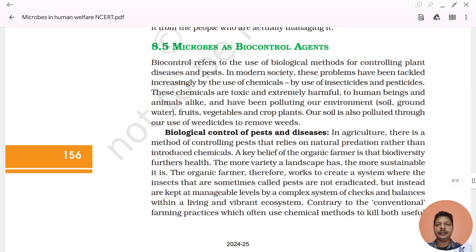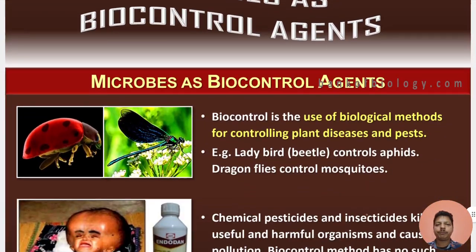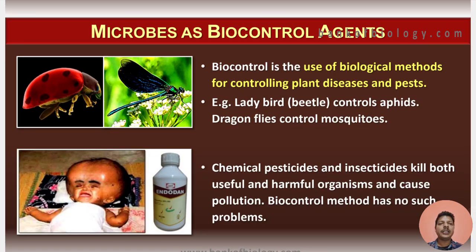Then biocontrol agents. Biocontrol is the use of biological methods for controlling plant diseases and pests. Example, ladybird beetle controls aphids. Dragonflies control mosquitoes.